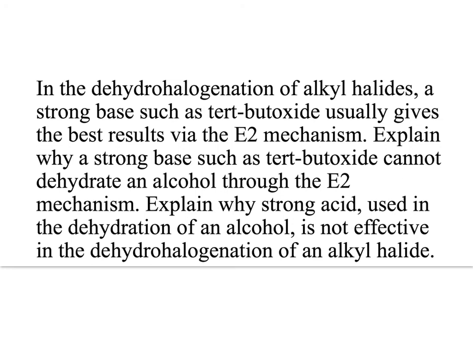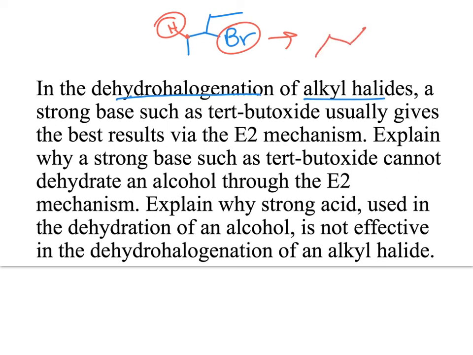Okay, in the dehydrohalogenation of alkyl halides, so what are we talking about here? We're talking about an alkyl halide. We're talking about a dehydrohalogenation. So dehydrohalogenation makes an alkene. A strong base, such as tert-butoxide, usually gives the best result via an E2 mechanism.